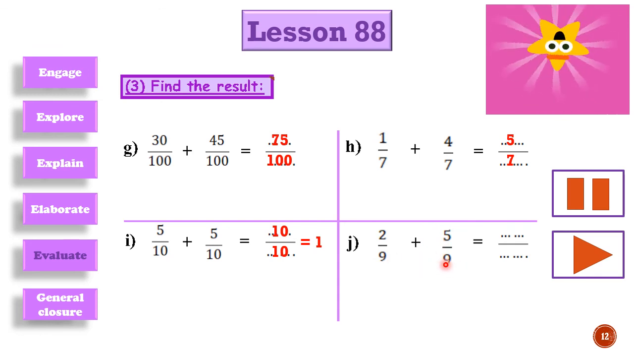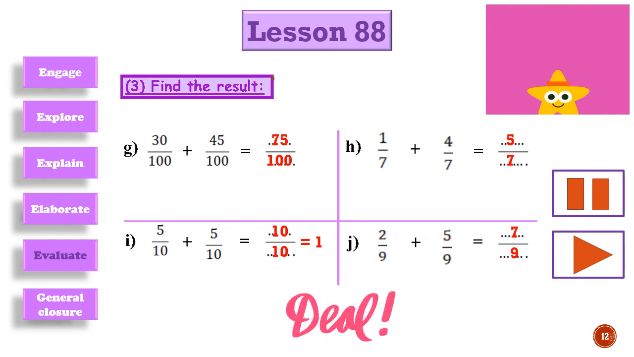Just put the denominator as it is and just add the numerators. 2 plus 5 equals 7. Good job. Done.